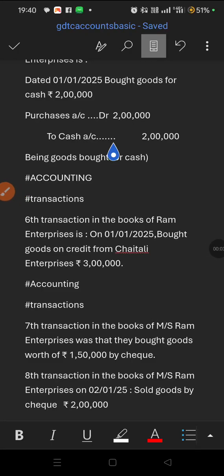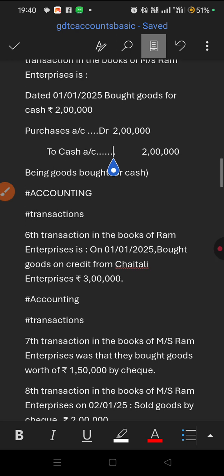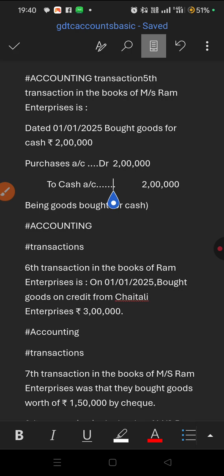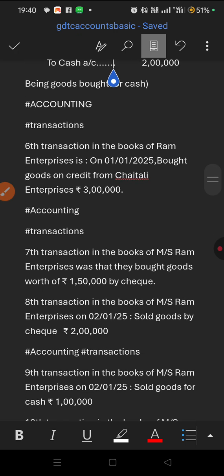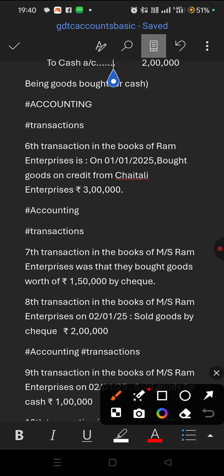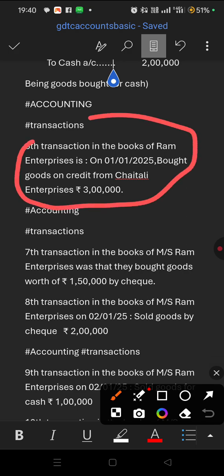Let us continue to do the practical journal entry in the books of Mrs. Ram Enterprises. We have already done journal entry up to fifth transaction. Now let us begin from sixth transaction. Here is the sixth transaction.